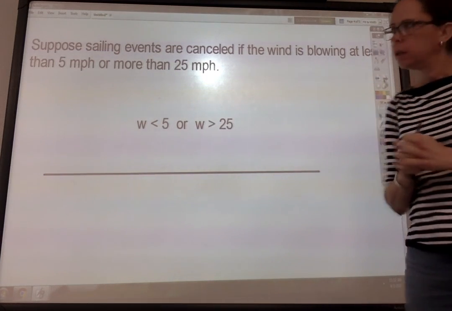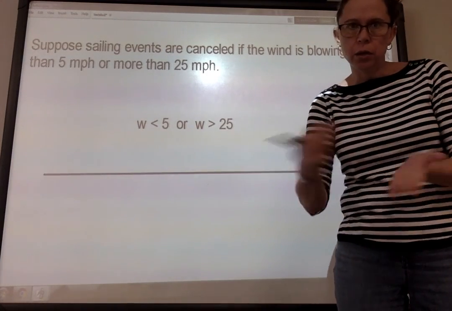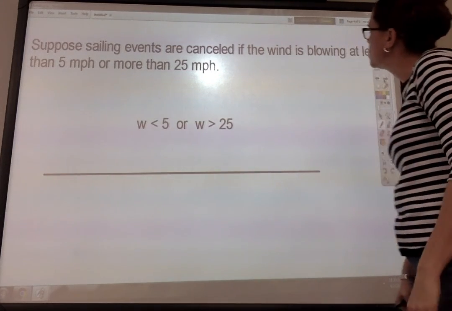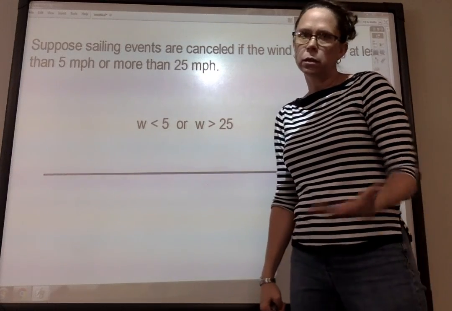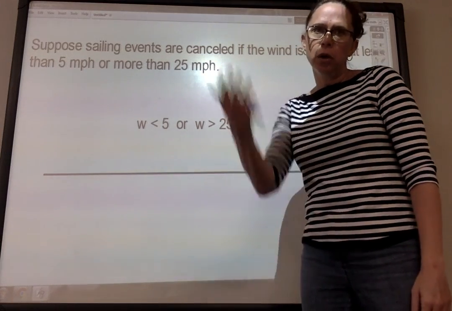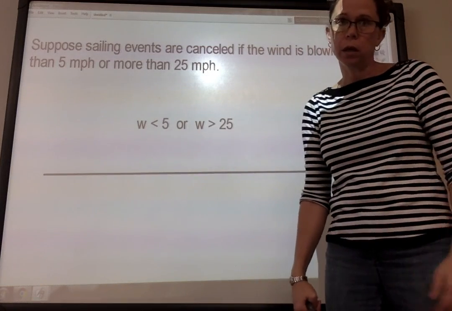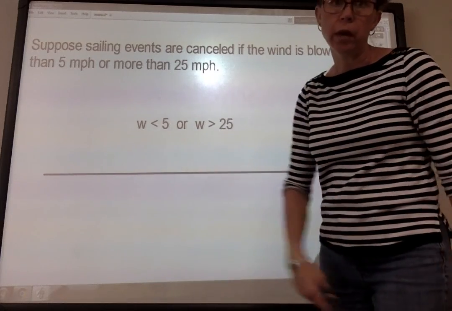OR. The ones we've been doing so far have been ands. This is true and this is true. Okay? Suppose sailing events are canceled if the winds are blowing at less than 5 miles per hour. There's not enough wind maybe to go sailing. Or if it's more than 25 miles an hour, maybe if it gets too much, it's dangerous. Okay? And I just made up these numbers.